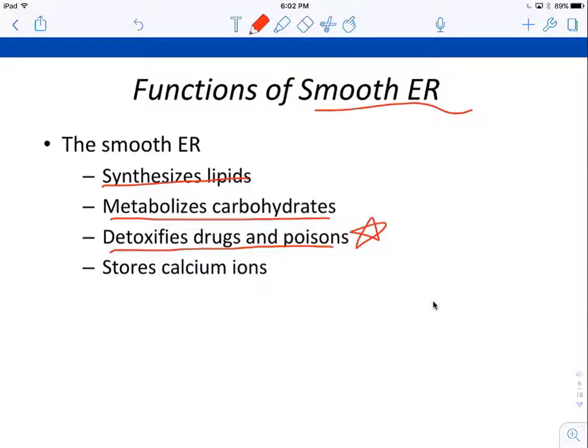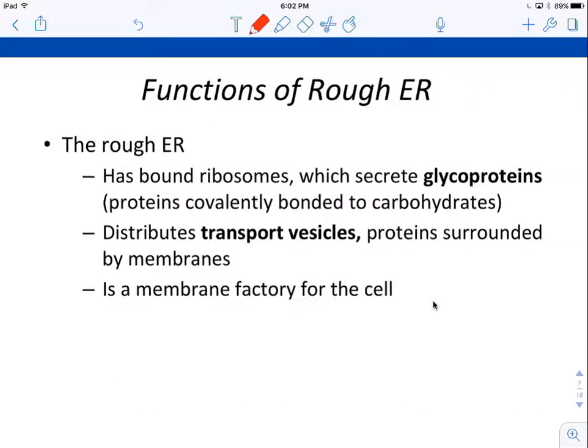And it also stores calcium. Calcium, you probably associate with having strong bones, but calcium is also a very important coenzyme for a lot of metabolic reactions. It's very important for muscle contraction, and it needs to be around for lots of cellular functions, not just for strong bones. So go drink a glass of milk. All right, so that was the smooth ER.